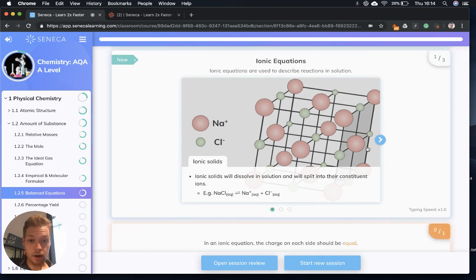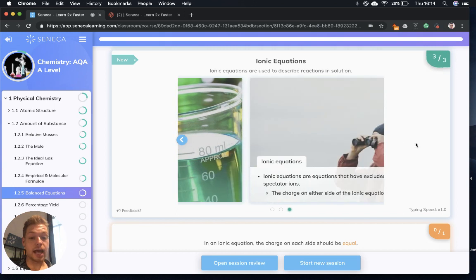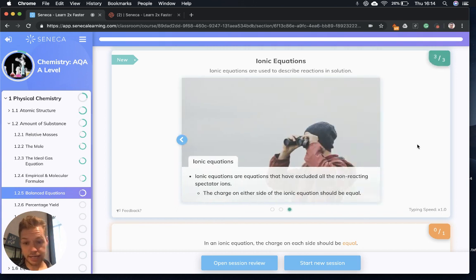Now we're going to talk about ionic equations. Basically, these are used to describe reactions in solution. Ionic solids will dissolve in solution and will split into their constituent ions. So if we take NaCl, which is table salt, and we dissolve it, we'll get NaCl goes to Na plus Cl minus. Now, reacting in solution. Some of the ions dissolved in the solution will react, but some of the ions dissolved will not be involved in any reaction. And if they're not involved, they're called spectator ions.